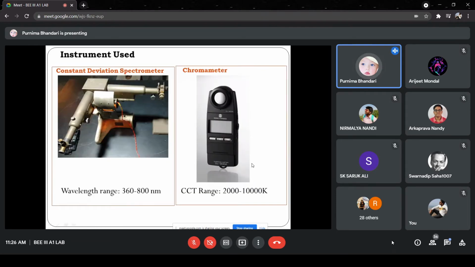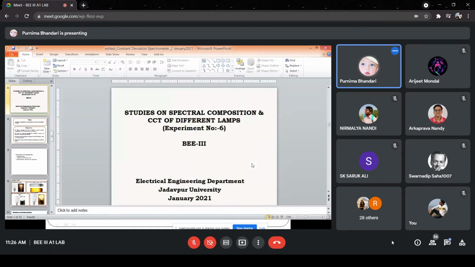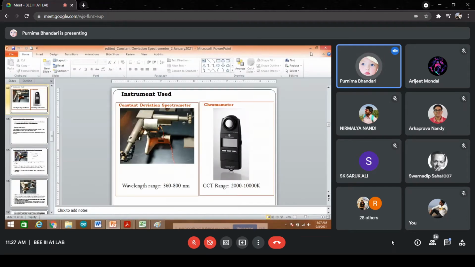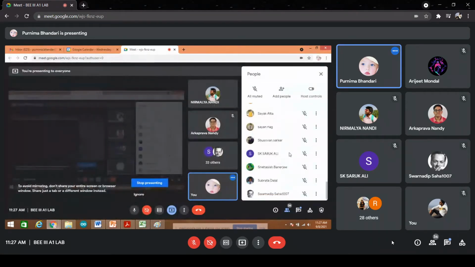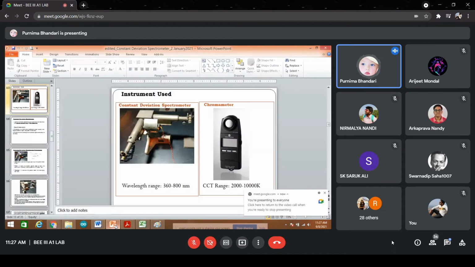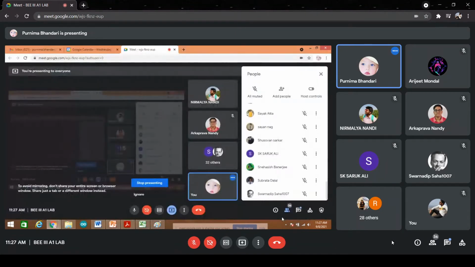So up to this is the theory part. Up to this, do you have any question? We will go to the instrument then. Okay. So we'll move to the instrument.